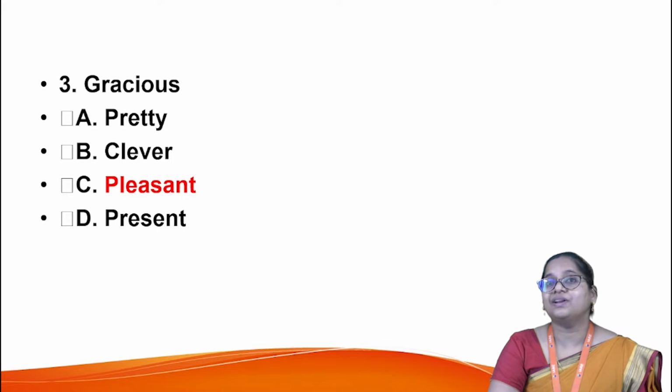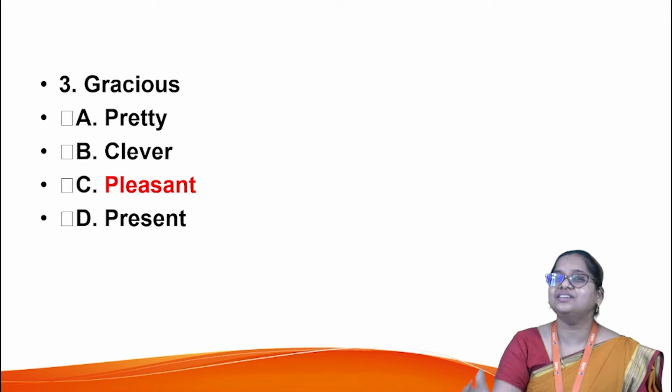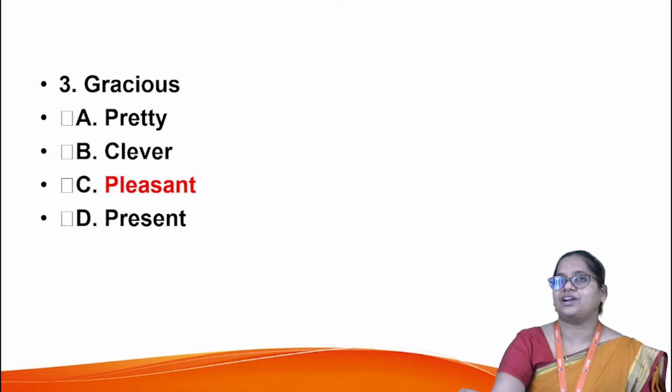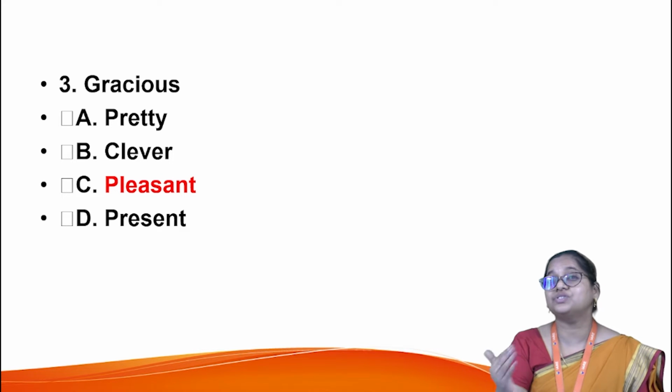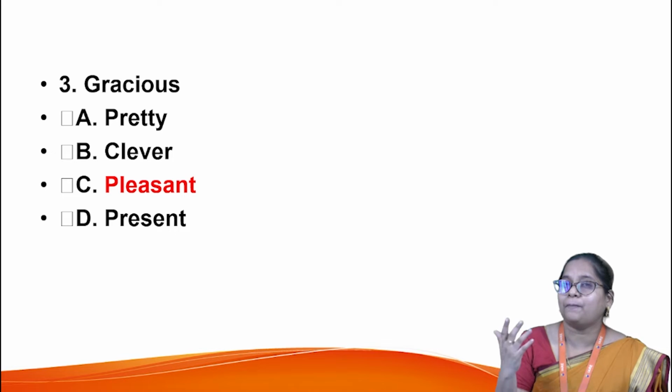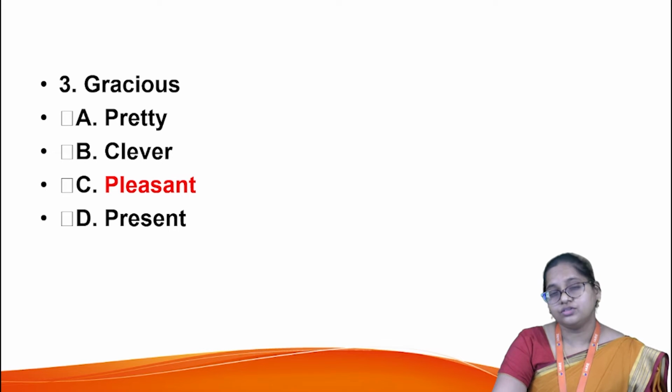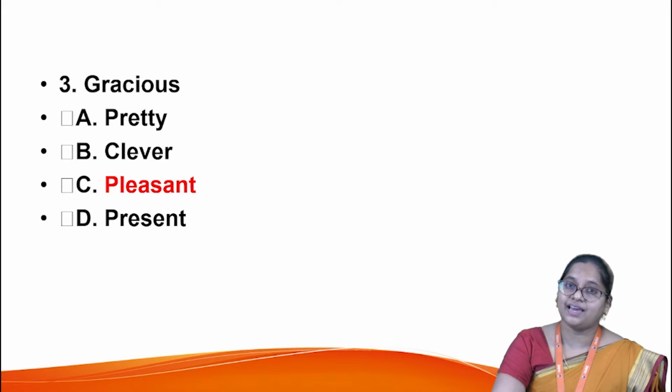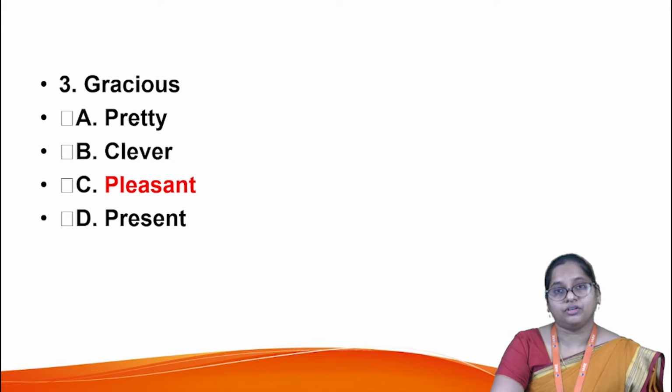Next, C, pleasant thing. A pleasant thing to view, a pleasant thing to hear, a pleasant thing to witness. So you can say that this is the right option. And present, to be present over there, right? Gracious is not about the present, but you can say gracious presence. A pleasant thing is something very calm, cool, a kind of peaceful environment that is depicted and reflected. So that's the way.